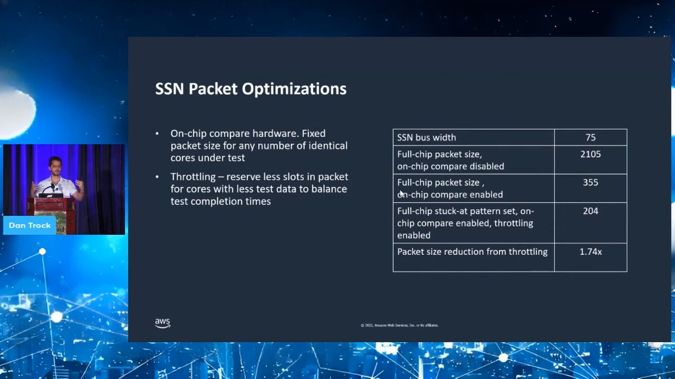So everything will finish more or less aligned, but our packet will become shorter. We will send the same amount of packets, but the packet will become shorter, and eventually the test time will go down. So throttling optimization here reduces the packet further by 1.7x, down to 204 bits.